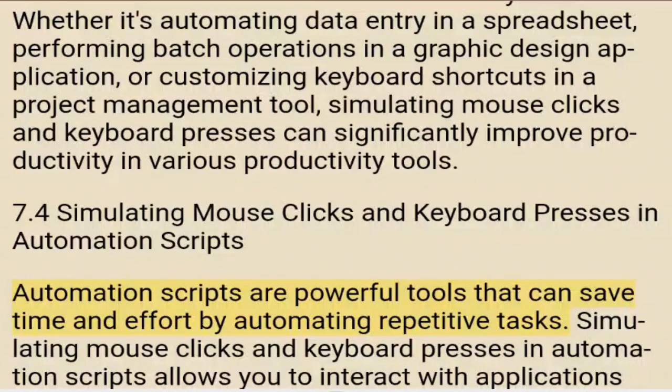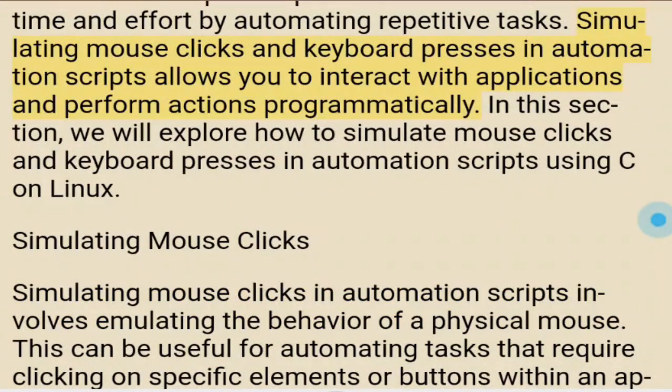7.4 Simulating mouse clicks and keyboard presses in automation scripts. Automation scripts are powerful tools that can save time and effort by automating repetitive tasks. Simulating mouse clicks and keyboard presses in automation scripts allows you to interact with applications and perform actions programmatically. In this section, we will explore how to simulate mouse clicks and keyboard presses in automation scripts using C on Linux.